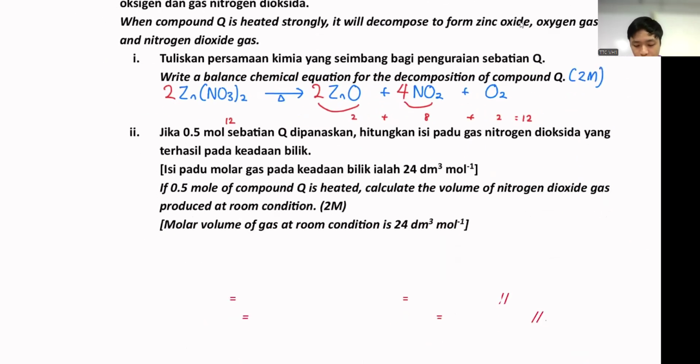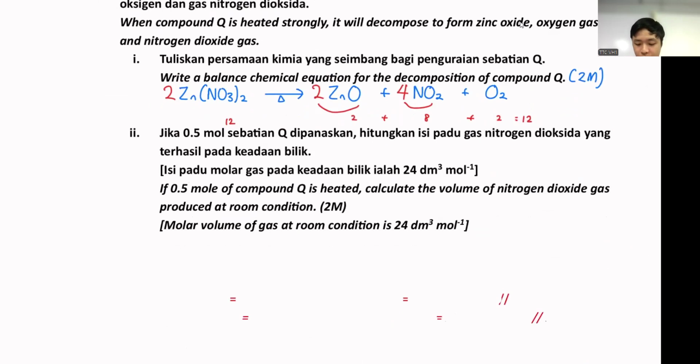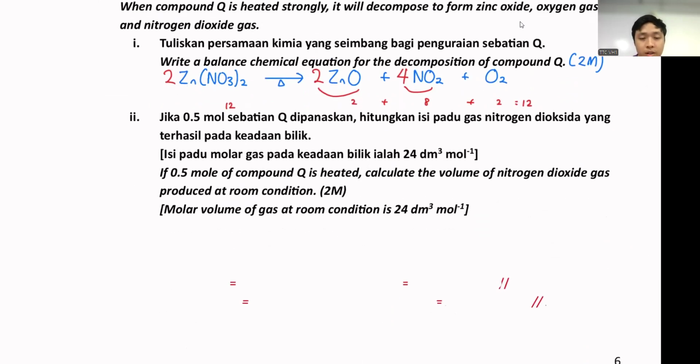If 0.5 mole of compound Q is heated, calculate the volume of nitrogen dioxide gas produced at room condition. This sort of question always comes up in the exam. Normally it's 3 marks. But they are already very kind to you. Kind means they already give you the number of mole of compound Q, 0.5. Normally, they will not give you mole yet.